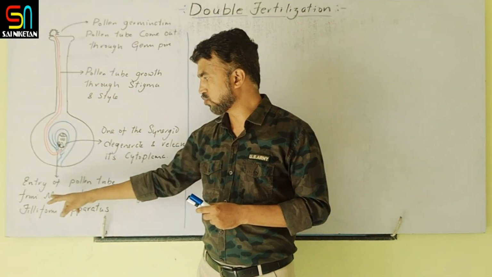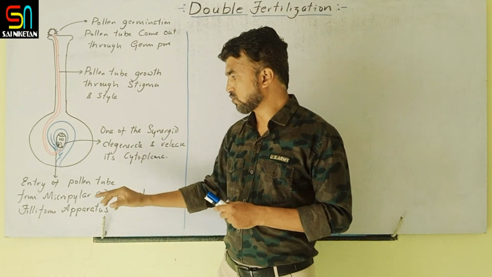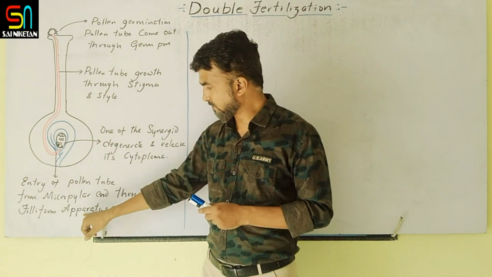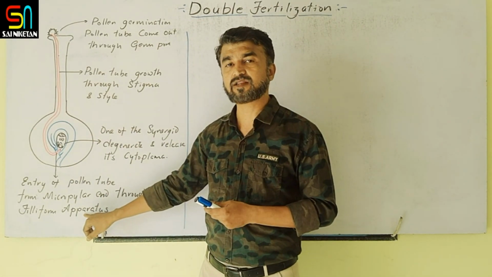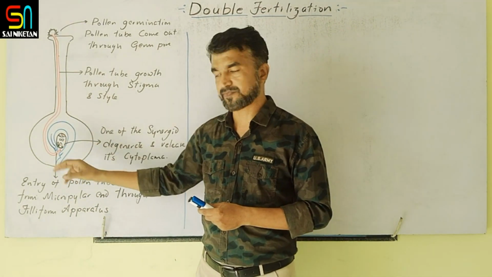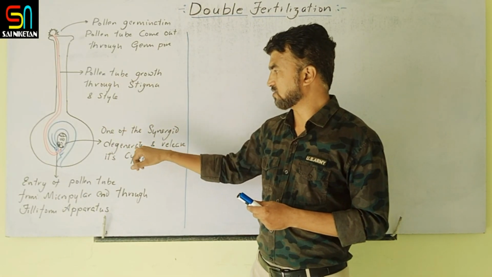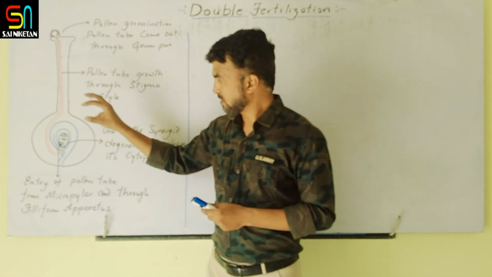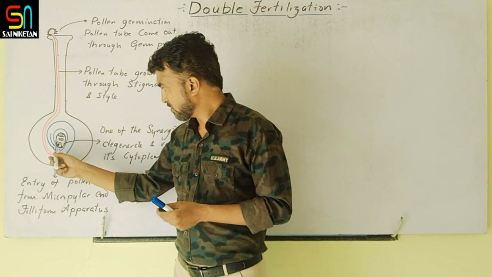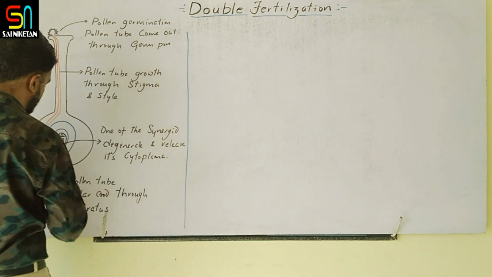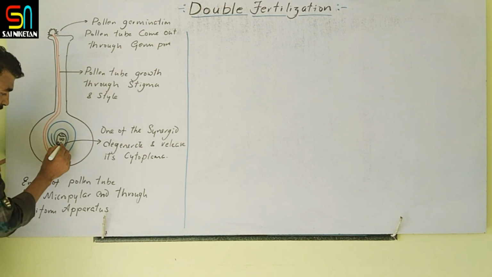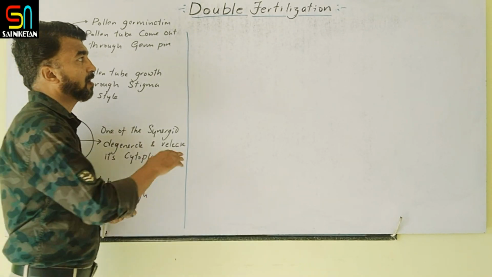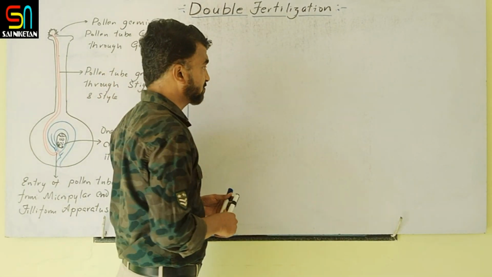The entry of the pollen tube from the micropylar end is through the filiform apparatus of one of the synergids. The filiform apparatus will guide the entry of the pollen tube from this region only. Next, one of the synergids degenerates and releases its cytoplasm into this embryo sac only. So in that area, the pollen tube enters and will release the two male gametes in this region only. Now what does double fertilization mean?